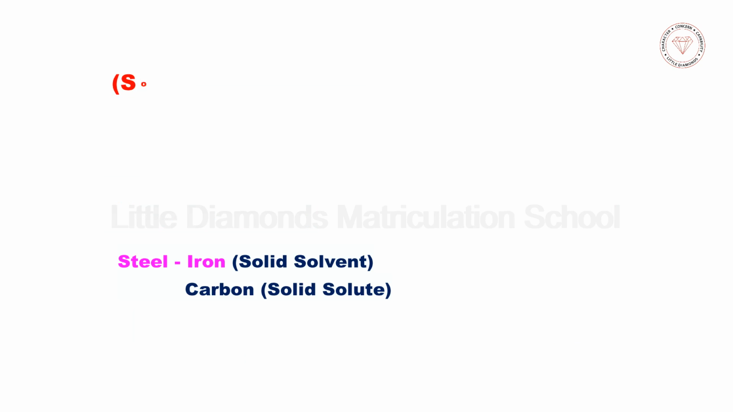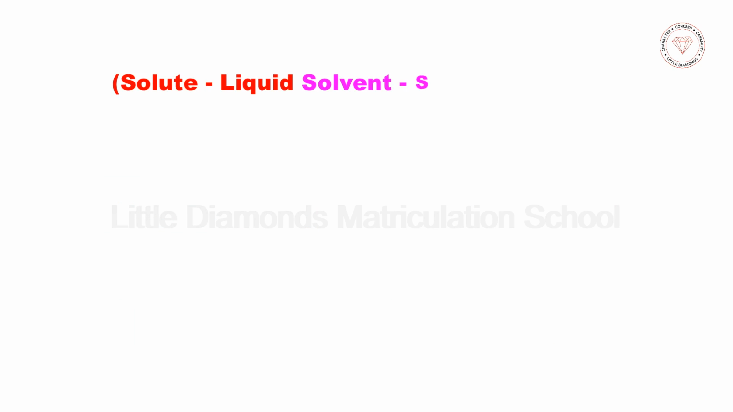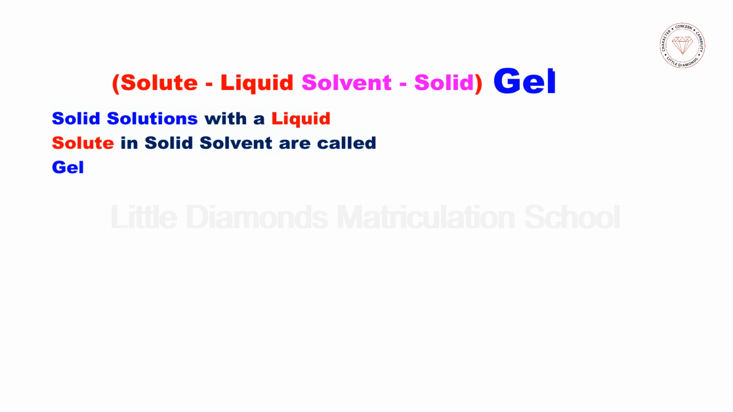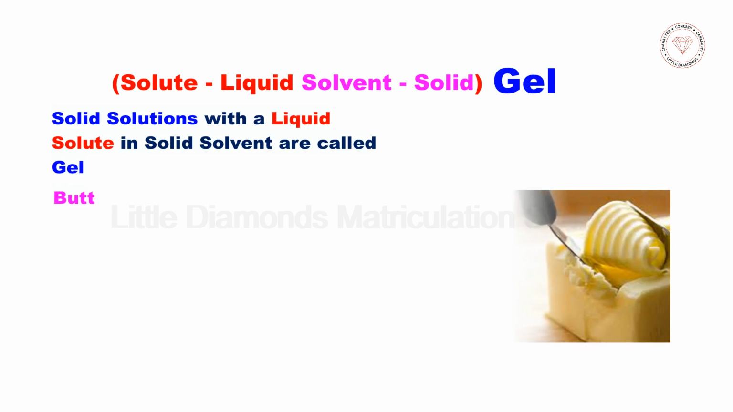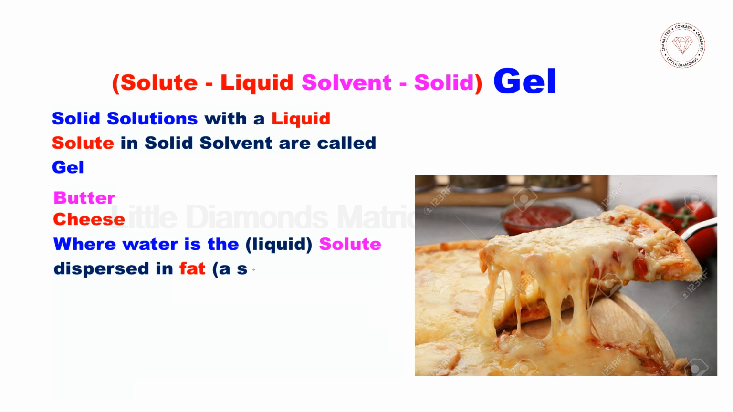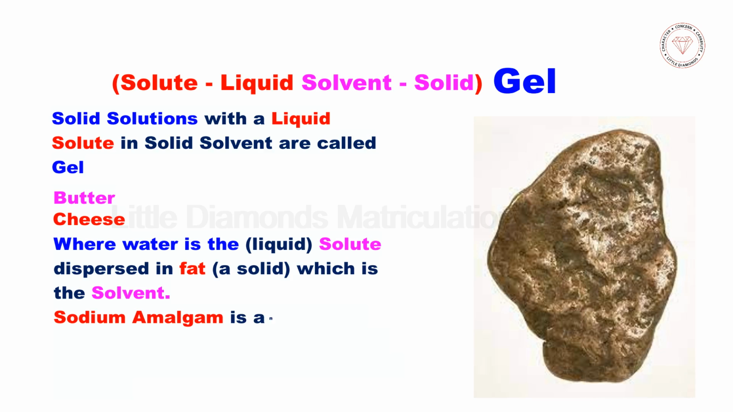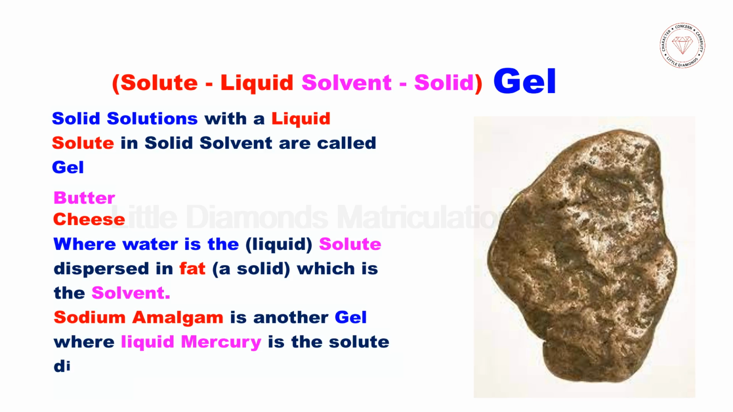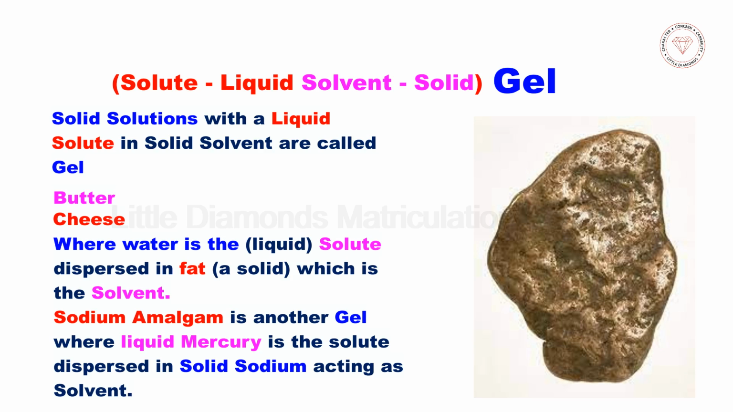Next, we shall see a liquid solute in a solid solvent. Such solid solutions are called gel. Example, butter, cheese, etc., where water, the liquid, is the solute dispersed in fat as solid, which is the solvent. Sodium amalgam is another gel where liquid mercury is the solute dispersed in solid sodium acting as solvent.